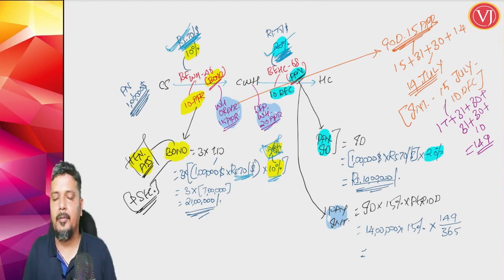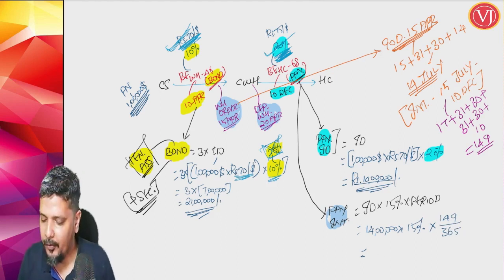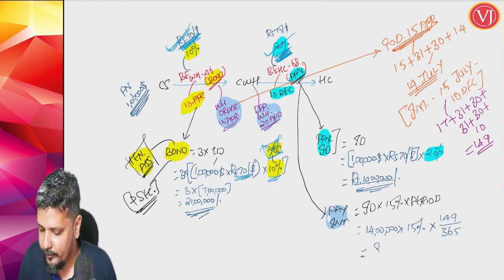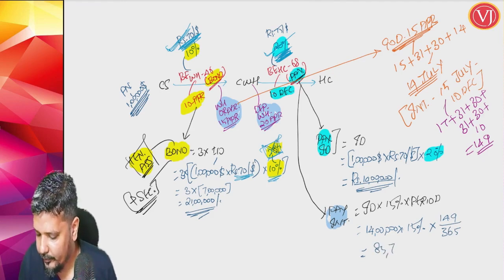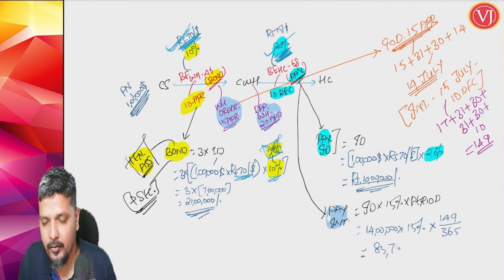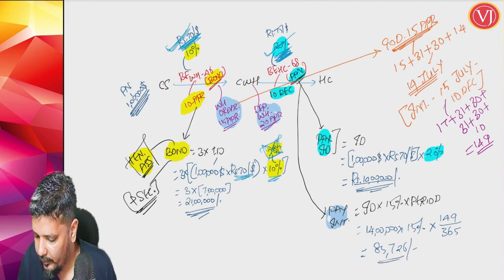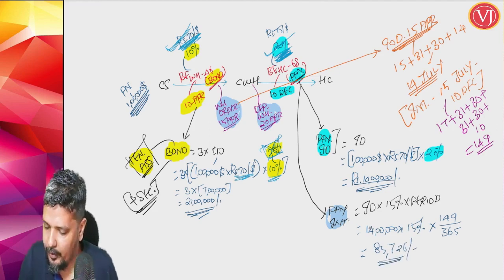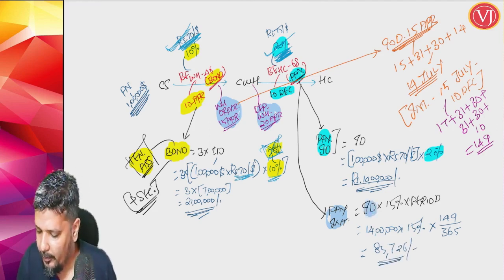So 14 lakhs multiplied by 15% multiplied by 149 days. 85,000? 7? 26. So interest will be on import duty multiplied by 15% multiplied by period.